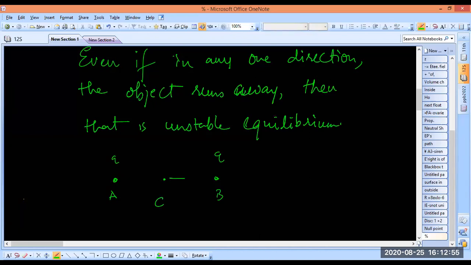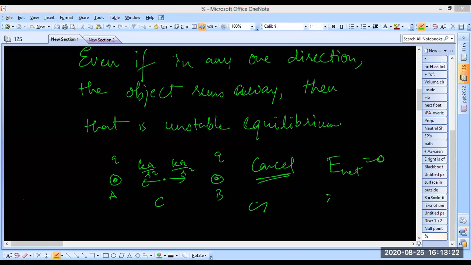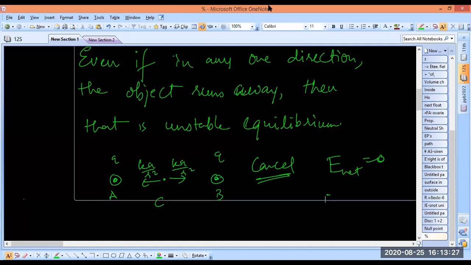Then the electric field due to this left charge is KQ by R square towards the right side, and due to this charge is KQ by R square towards the left side. So these two electric fields will cancel each other, right? The net electric field or total electric field will be 0. Okay, so that is how it's going to work, right? So between two charges which are like and have the same magnitude, there's always going to be a null point.